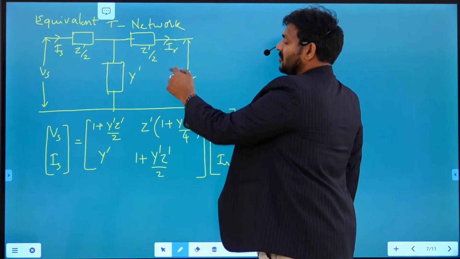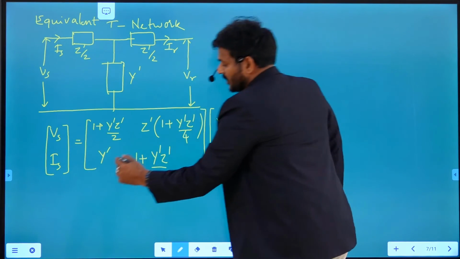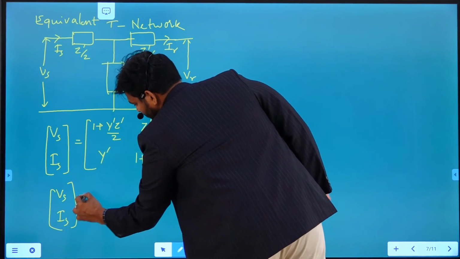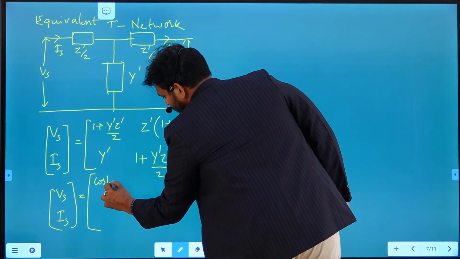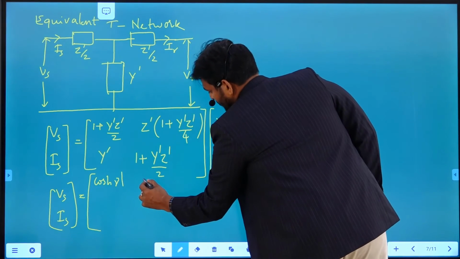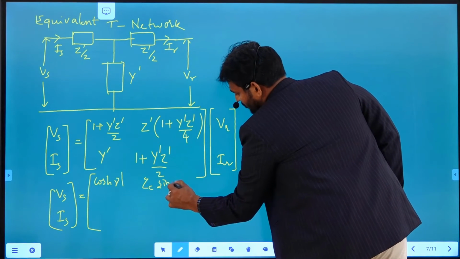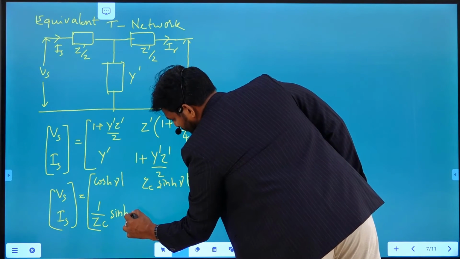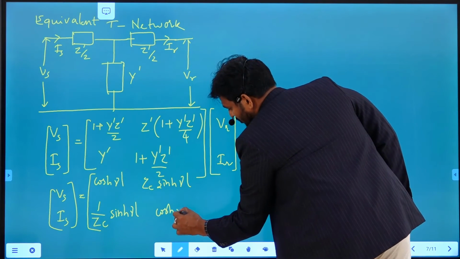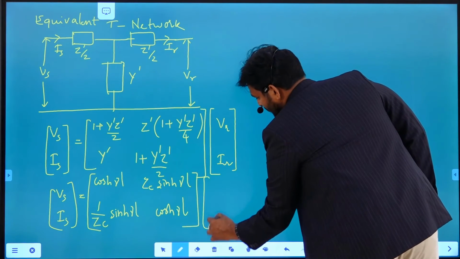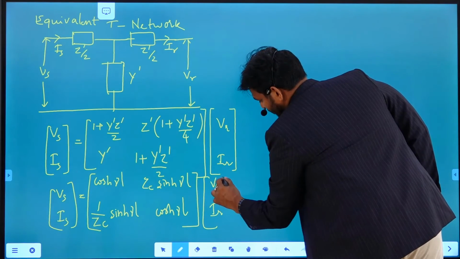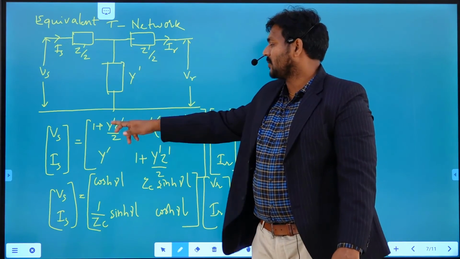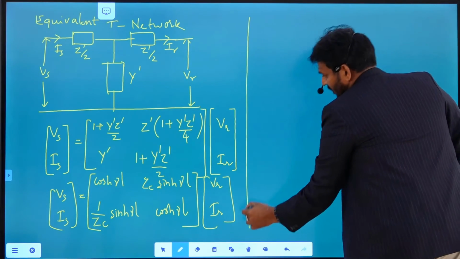And the ABCD parameters of a long transmission line, we have seen this is Vs, Is. So A is cosh of gamma L, this is Zc into sinh of gamma L, this is 1 upon Zc sinh of gamma L and cosh of gamma L multiplied with VR and IR. So to make the equivalence we have to match the parameters. So let us take it.